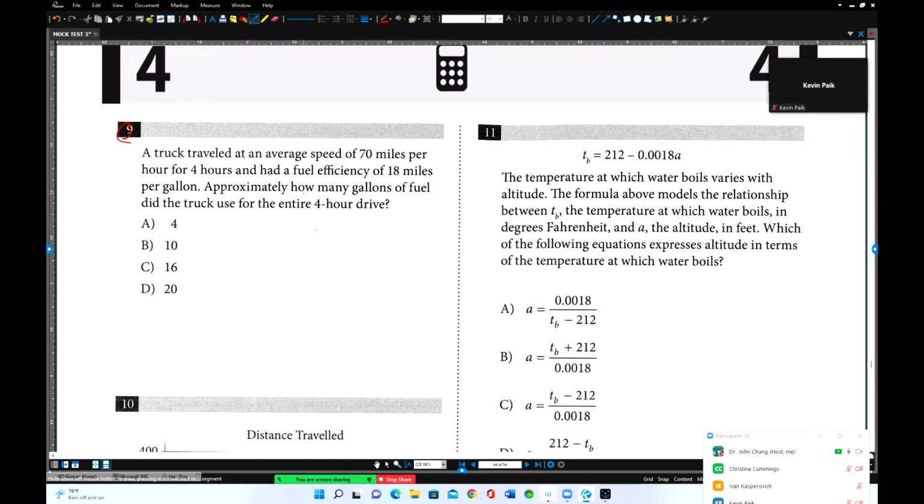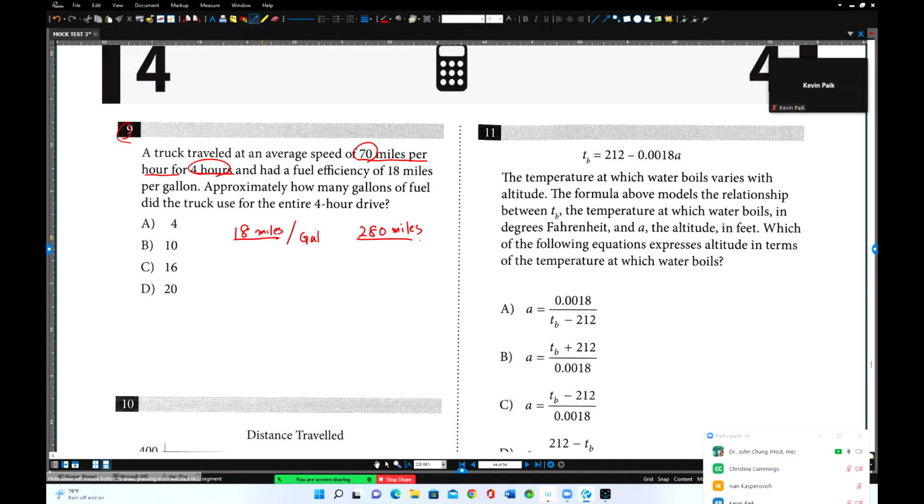All right, a truck traveled at an average speed of 70 miles per hour. That is the speed, for 4 hours, and had a fuel efficiency of 18 miles per gallon. Okay, that is the mileage. For 1 gallon they traveled 18 miles. Approximately how many gallons of fuel did the truck use for the entire 4-hour drive? We need to find the distance. 4 hours, 4 times 70, 280 miles traveled.